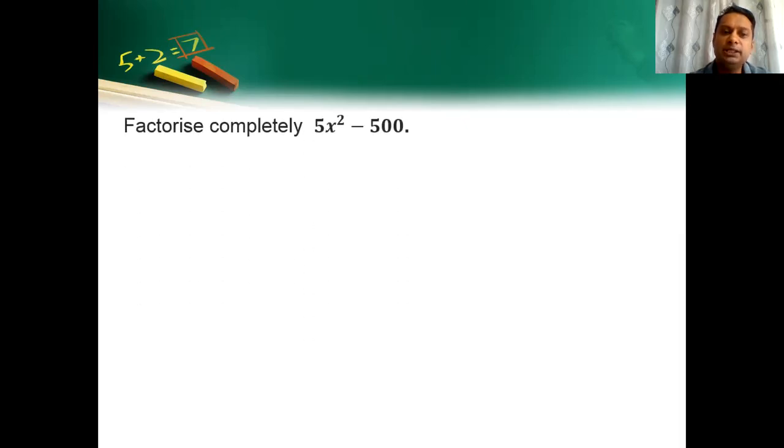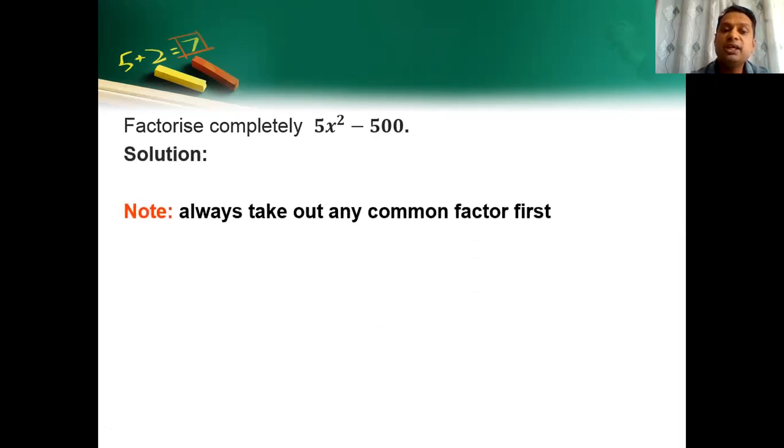Factorize completely. See the word completely. 5x squared minus 500. This word is very important. Here, you have to take out any common factor first. You have a common factor here. The common factor is 5. So, removing 5 outside, you're going to obtain 5 times (x squared minus 100).